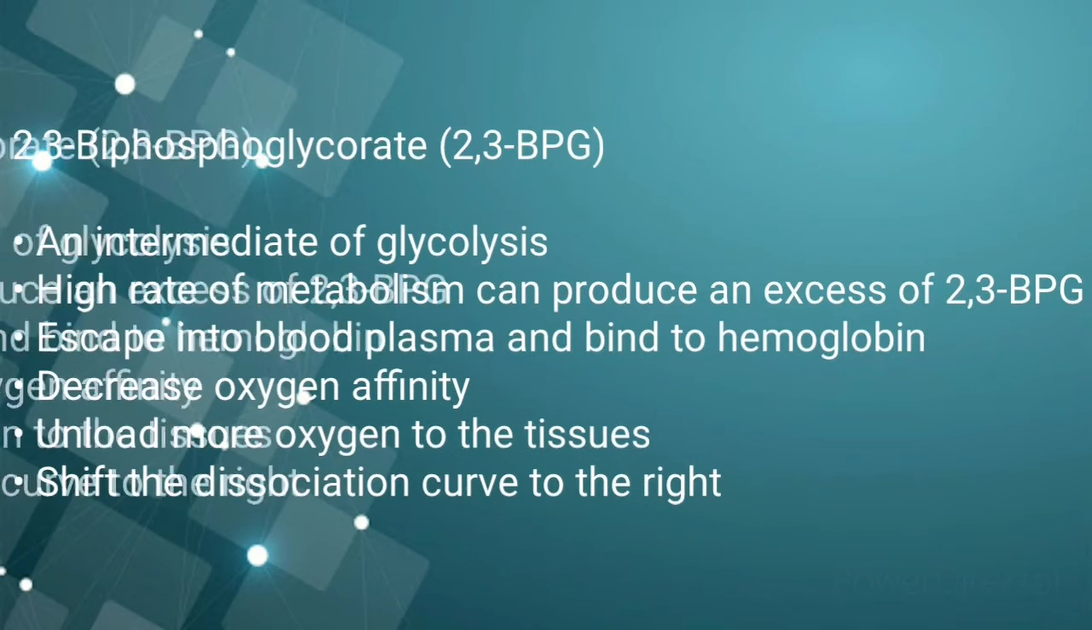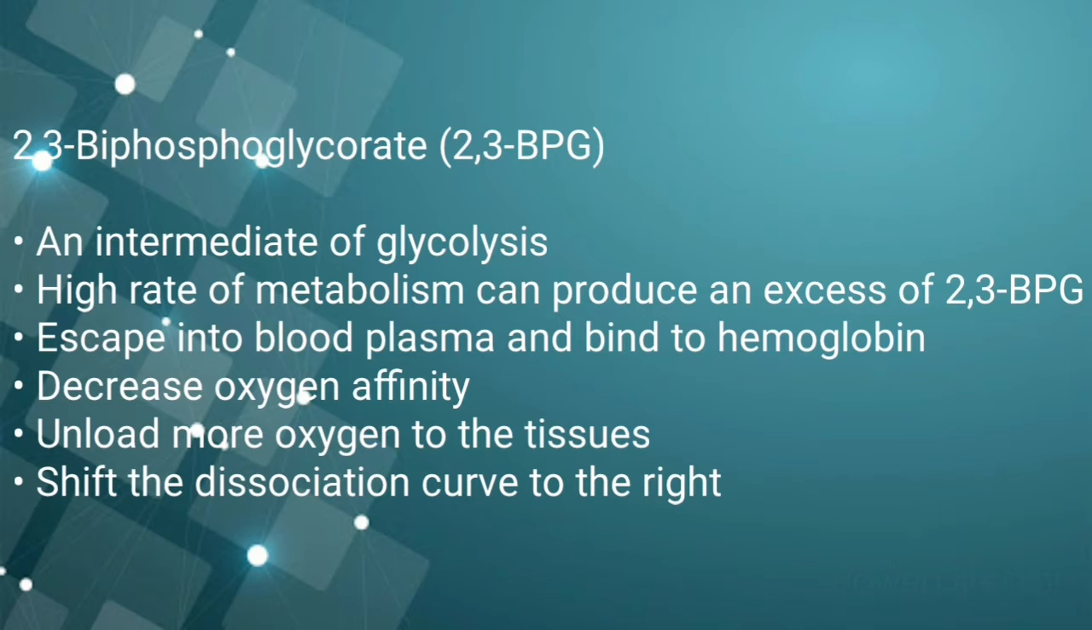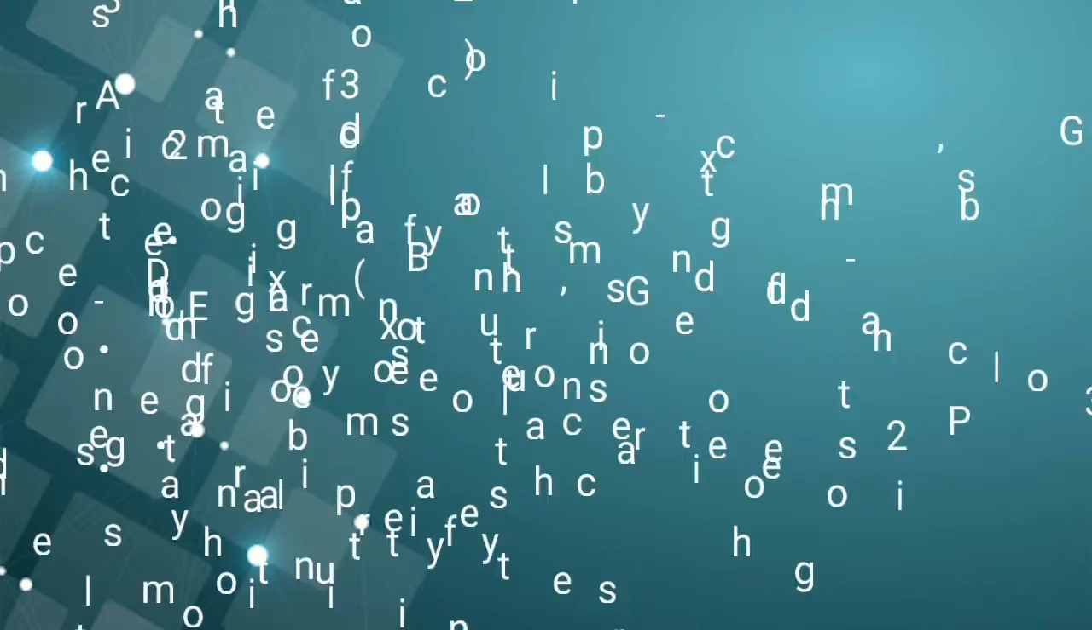The fourth cause is 2,3-bisphosphoglycerate or 2,3-BPG. 2,3-BPG is an intermediate of glycolysis. When cells have a high rate of metabolism, they can produce an excess of 2,3-BPG. Some of the 2,3-BPG can escape into blood plasma and bind to hemoglobin, and it also can lower the affinity for oxygen. 2,3-BPG can cause the hemoglobin to unload more oxygen to the tissue. An increase of 2,3-BPG will cause the shift of the dissociation curve to the right.